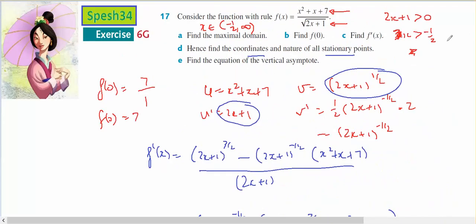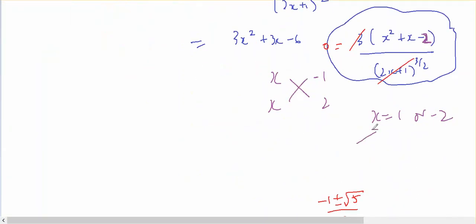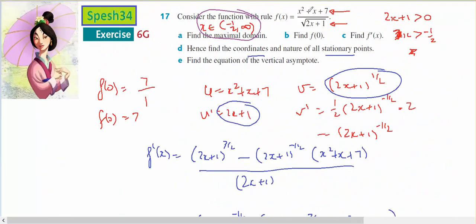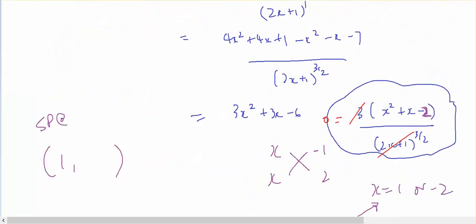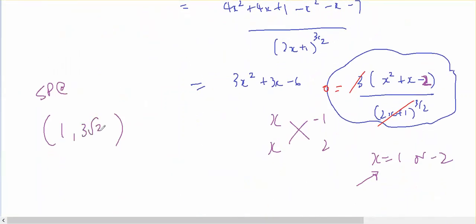Since I have a restricted domain, only one of these will be a turning point, which is x equals 1. So, stationary point at 1, and if I put a 1 up here, I get 1 plus 1 plus 7 is 9 over 2 plus 1 is root 3. And if I times that by root 3 on root 3, I get 9 root 3 on 3, which is 3 root 3. So I've got a stationary point at 1 and 3 root 3, and I need to find the nature of that stationary point.